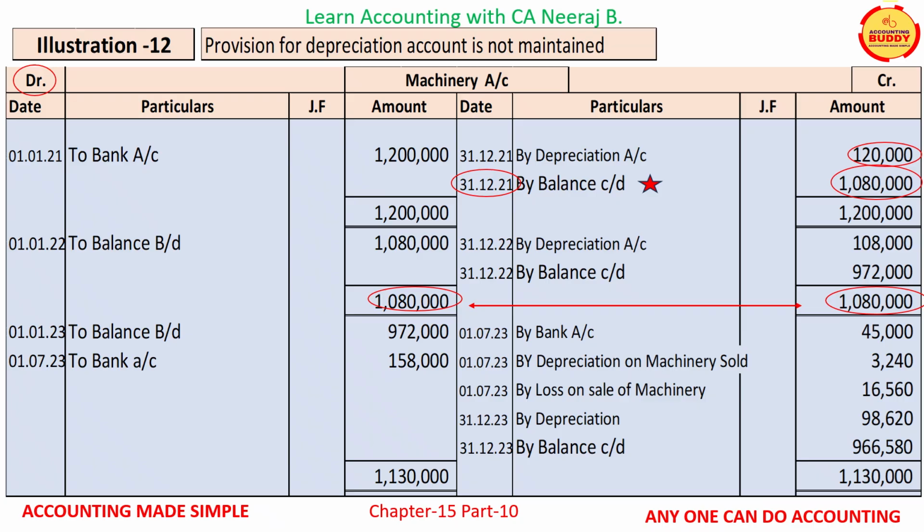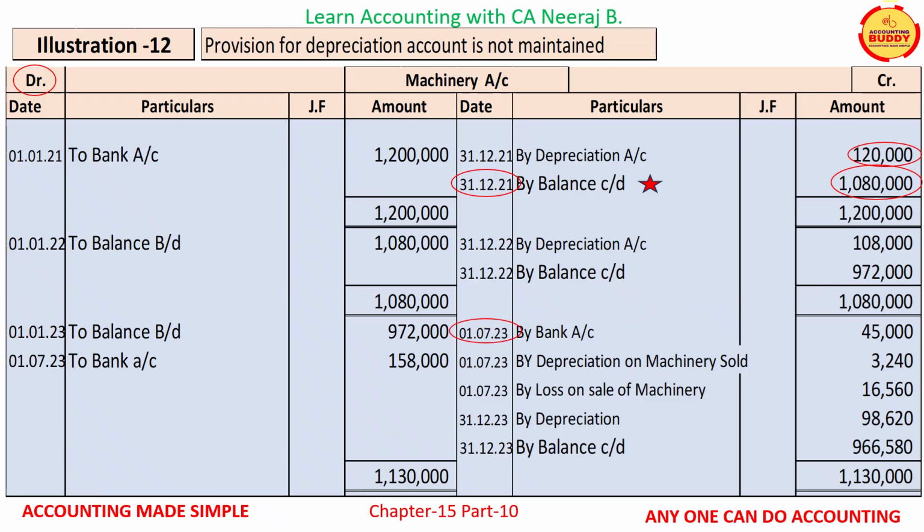The closing WDV balance as on 31st December 2022 of $972,000 will become the opening balance as on 1st January 2023 and will be recorded on the debit side of the machinery account by writing the words to balance brought down.